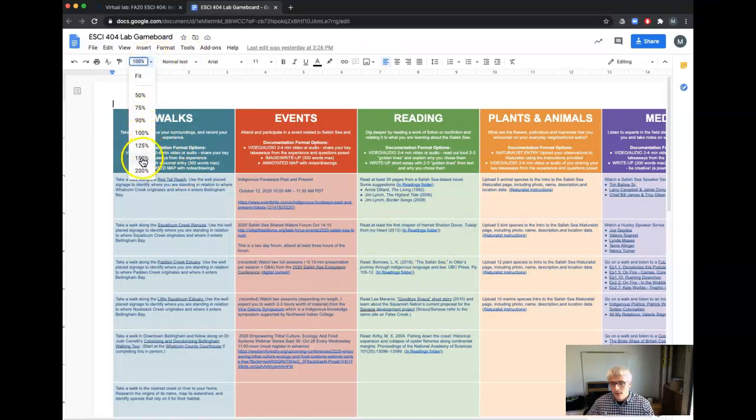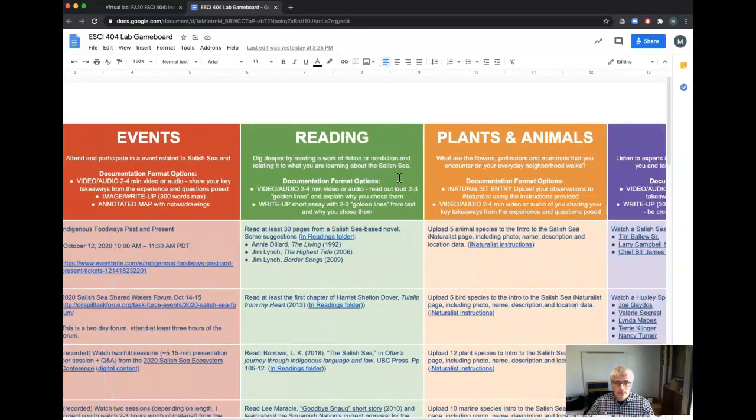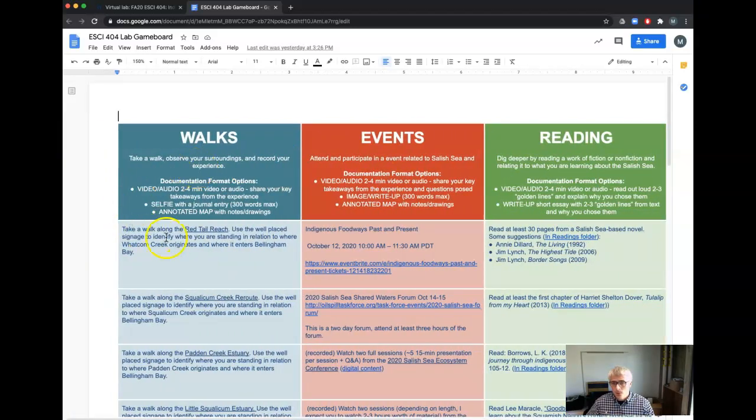And basically it's set up in a series of columns. So walks, events, reading, plants, animals, and then media. So you could go for a walk, identify some things. At the end of that walk, you'll either do a short video or audio sharing the key takeaways, take a picture of yourself there, and a small journal entry, 300 words or so, it's about a page, or an annotated map or drawings.